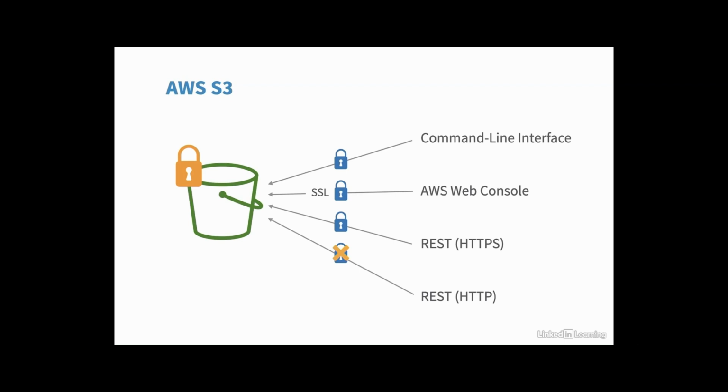Requests to and from S3 made through the AWS console are always encrypted via TLS. Requests using the AWS CLI are too. Any REST request is encrypted too, as long as it's made via HTTPS. If you make REST requests over plain HTTP, your data will not be encrypted in transit.